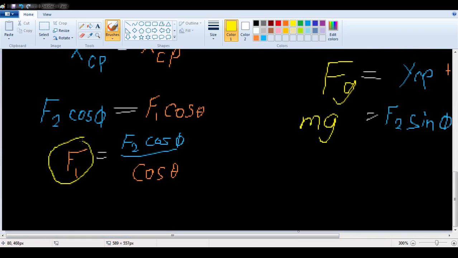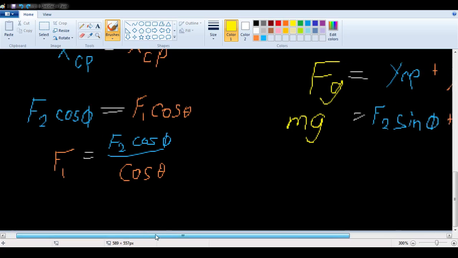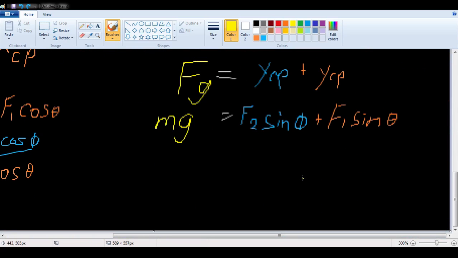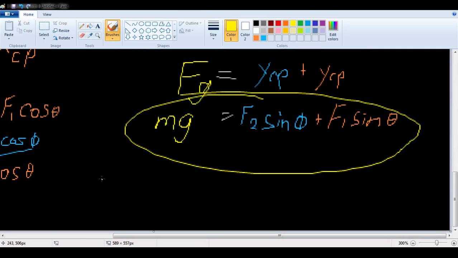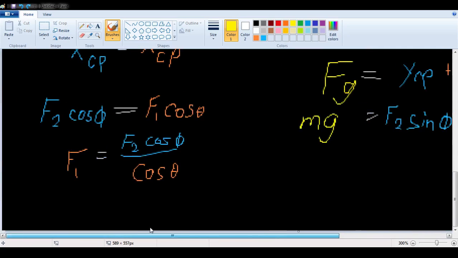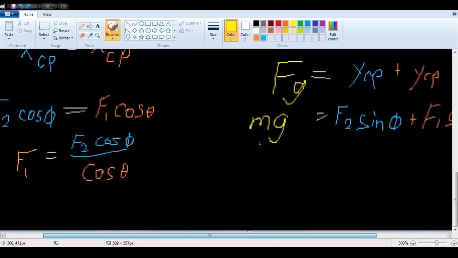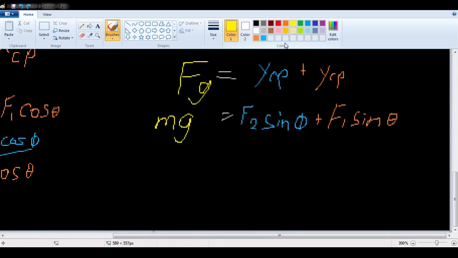So now, because we've solved F1 in terms of F2, I'm going to solve this equation in terms of F2 as well, so I can plug that into this equation and get one equation for F1. So I'll go ahead and rewrite this as mg minus F1 sine theta. And from this point onward, it's all really just algebra.